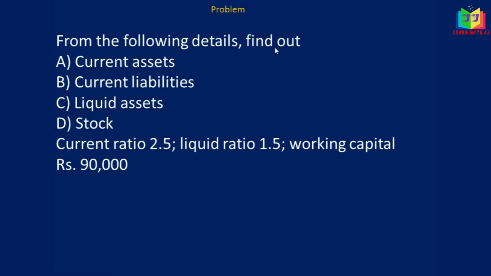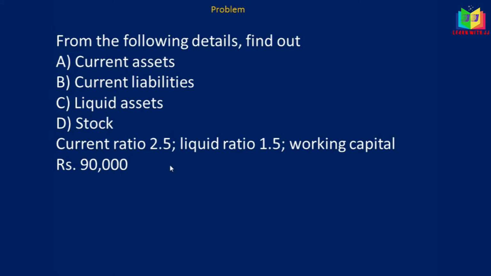From the following details, find out current assets, current liabilities, liquid assets, stock. These information have to be found using these ratios: current ratio 2.5, liquid ratio 1.5, working capital rupees 90,000. Okay, we'll see how to work out this problem.